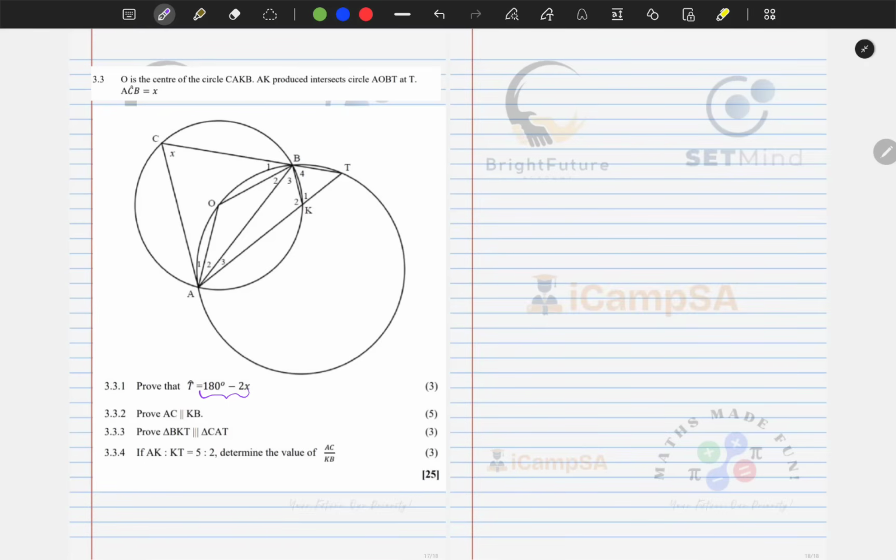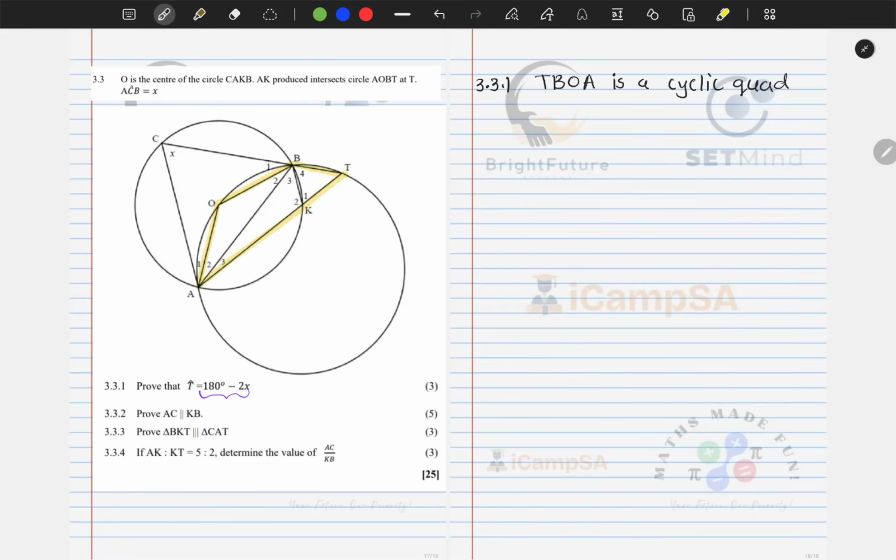Now, there's a couple of things that we need to note. If you observe carefully, BTO, like that one, is a cyclic quad. So let's go ahead. If you look at 3.3.1, you will see that TBOA is a cyclic quad. Why is it a cyclic quad? It is because all the vertices lie on the circumference.